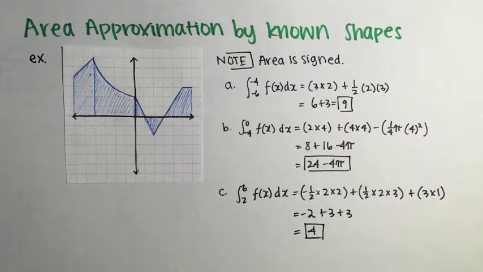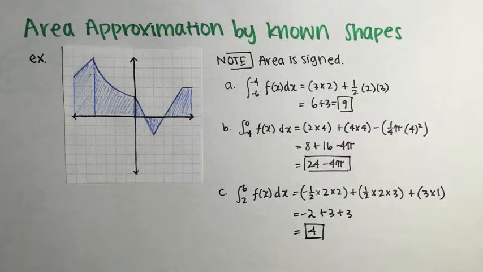Now for area approximation by known shapes. Note that the area is signed in this example. Part A asked for the area between negative 6 and negative 4, and if you look on the graph, you can see a rectangle and a triangle make up this area. By using known formulas for the rectangle and the triangle, we can determine that the area between those 2 points is 9. Part B is similar, but instead we're going to subtract the area of a quarter circle from the big rectangle. By using known equations for a rectangle and a circle, we can determine that the area from negative 4 to 0 is 24 minus 4 pi.